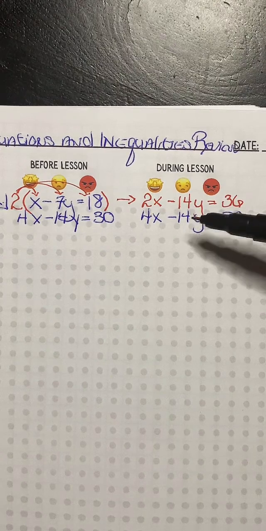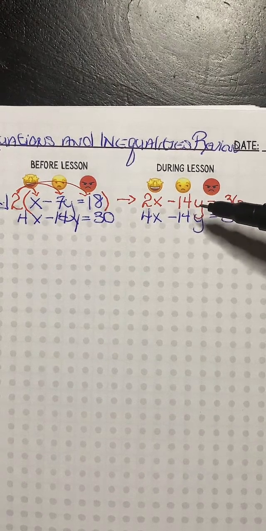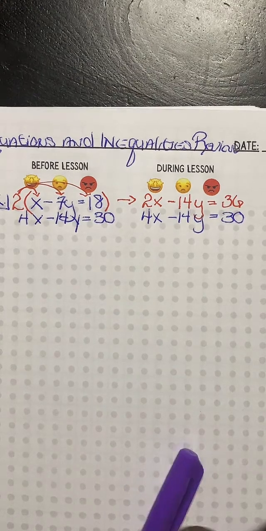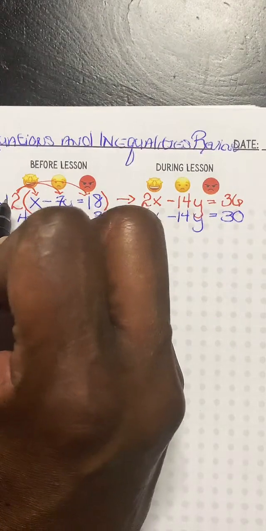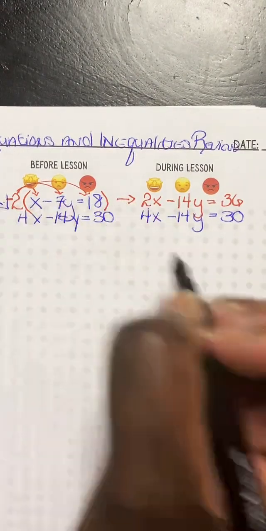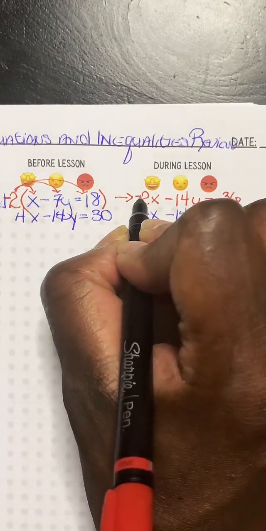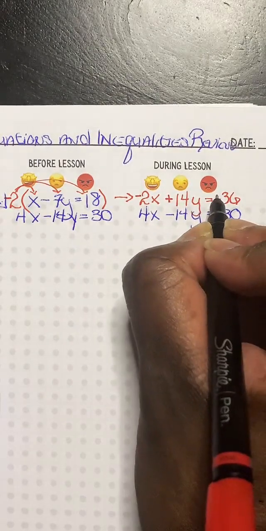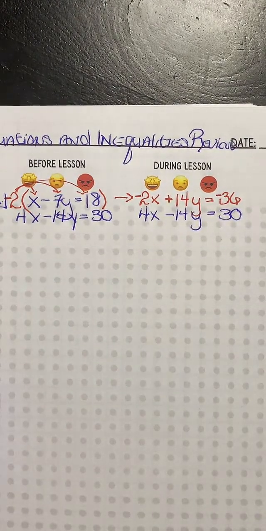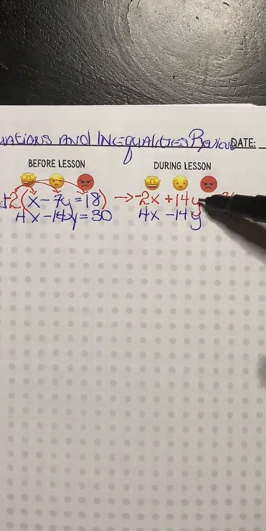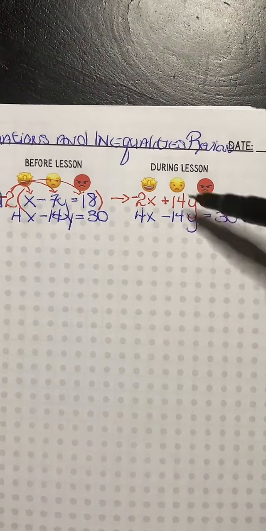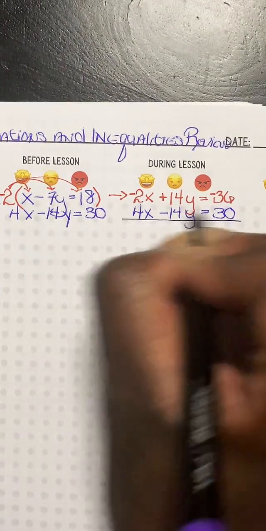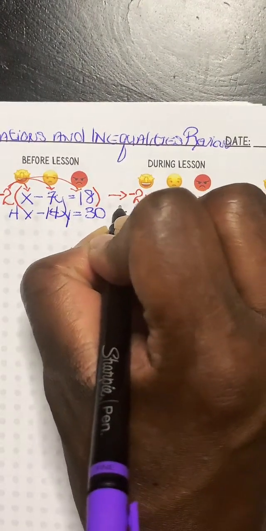So what I could do, since we're still in the early stages, I could pretend, just for giggles, that I did multiply by a negative 2. So that means this would be a negative 2. This will be a positive 14, and this will be a negative 36. Because in order for me to cancel out these y's, I need the signs to be opposite, because what I'm going to do now is add these two equations together.